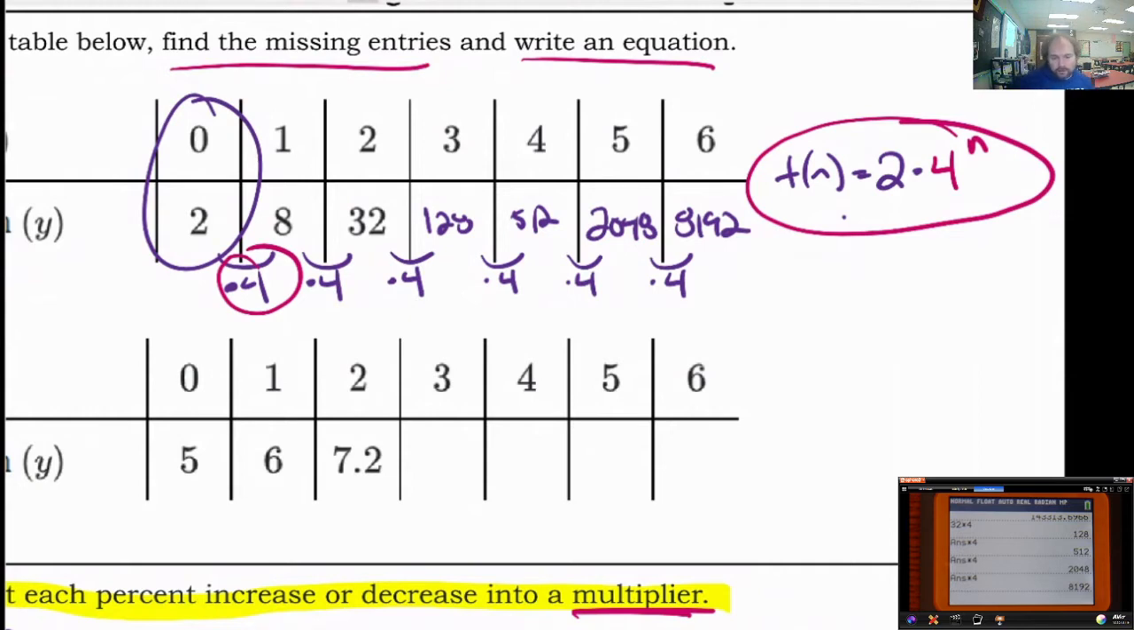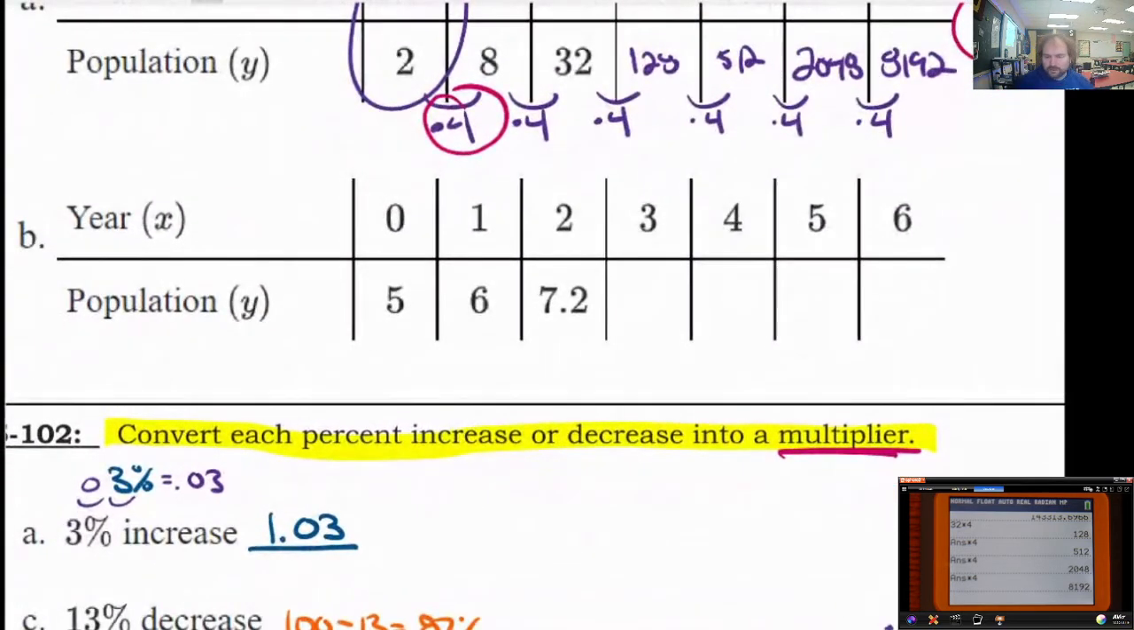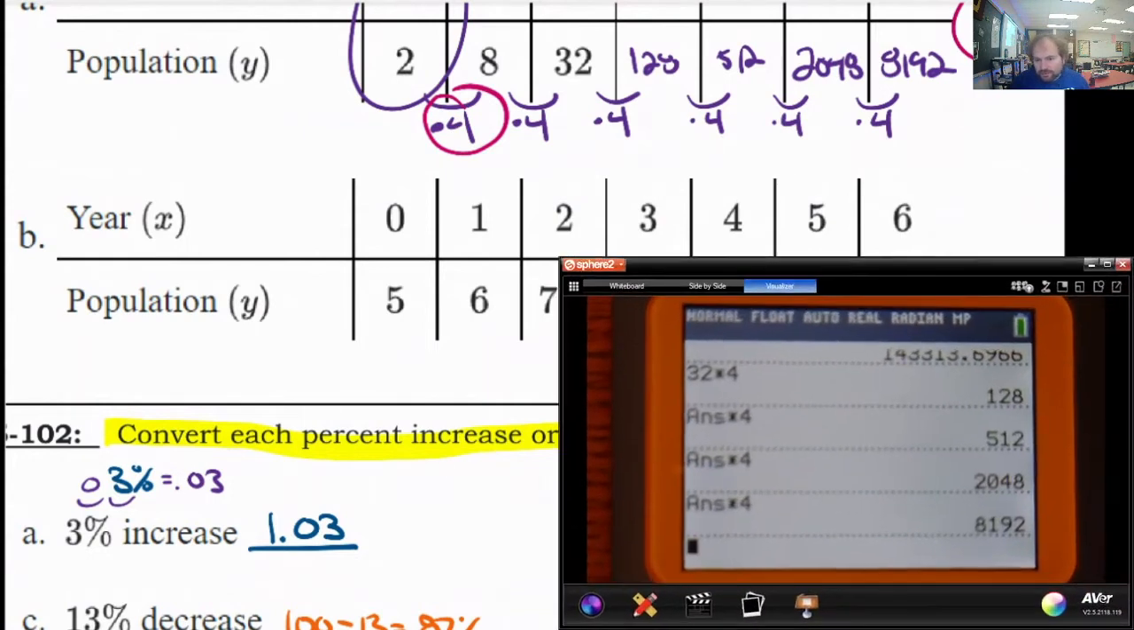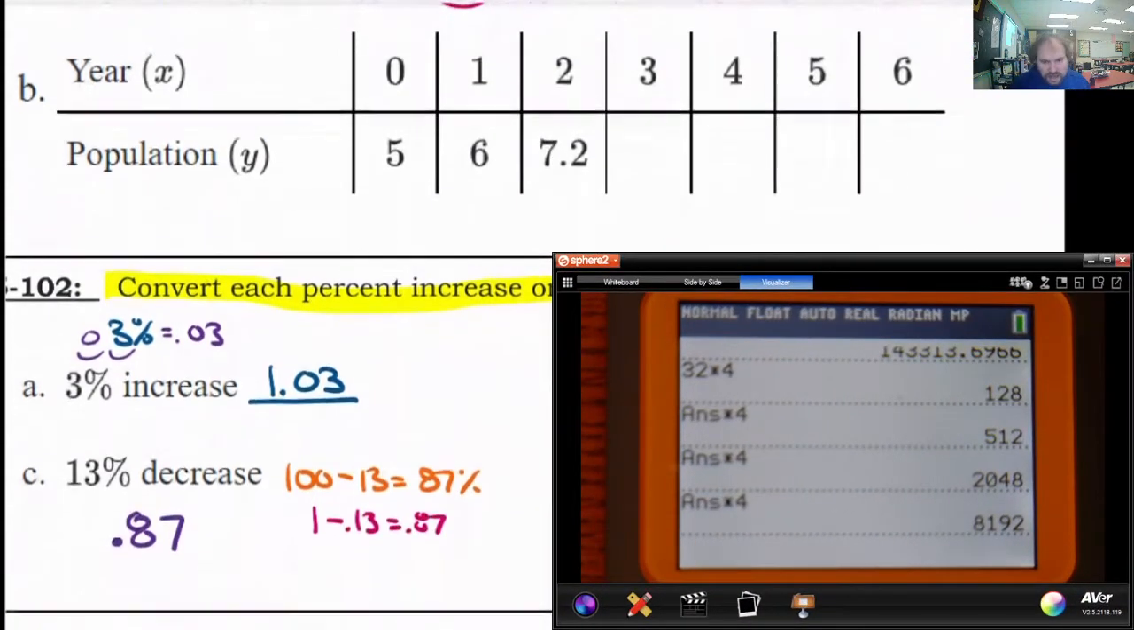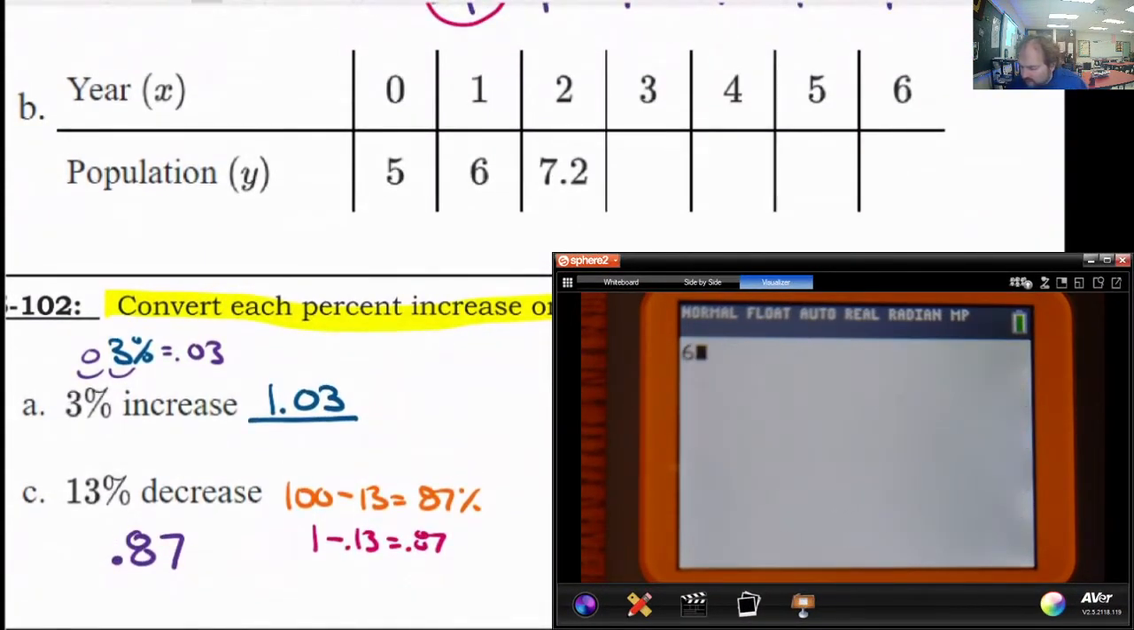The same pattern holds with the second table, although it's not as obvious what the multiplier is. The same thing happens, though. You can't do plus 1 because 6 plus 1 is not 7.2, so it's not that. In general, a good strategy for these problems, if you think it's being multiplied by a constant number, just take any one of the numbers. Like, let's try 6 divided by 5, and you get 1.2.